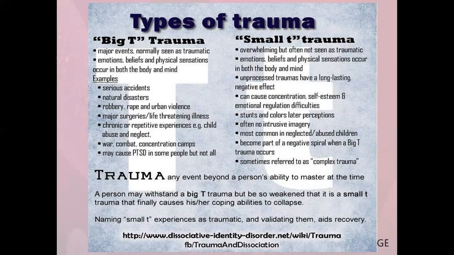Small t trauma is something we think of that's overwhelming, but other people may not see it as traumatic. So these are unprocessed traumas. These are things like neglected children. They're not being abused, but they're just neglected. These can turn into a big T trauma. And sometimes they're referred to as complex trauma, but other people may not see it as that.